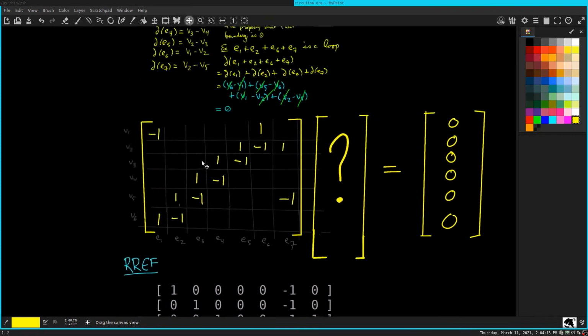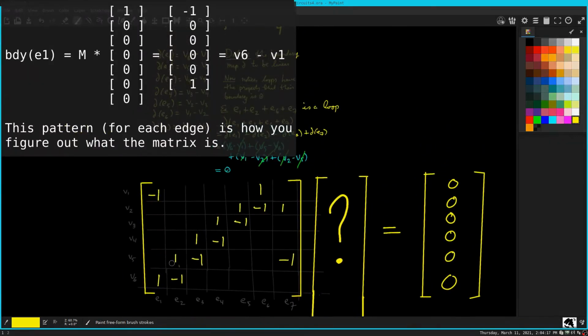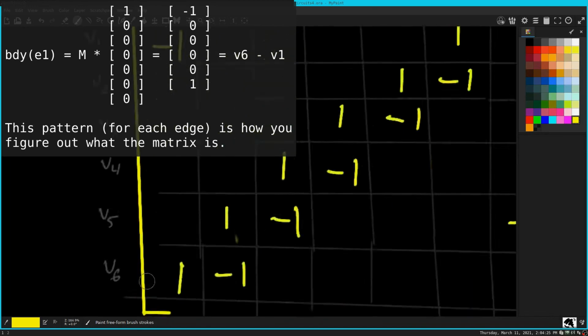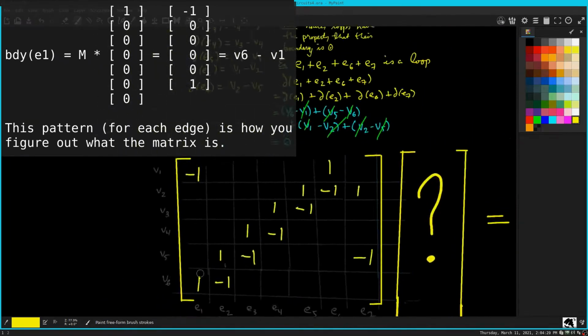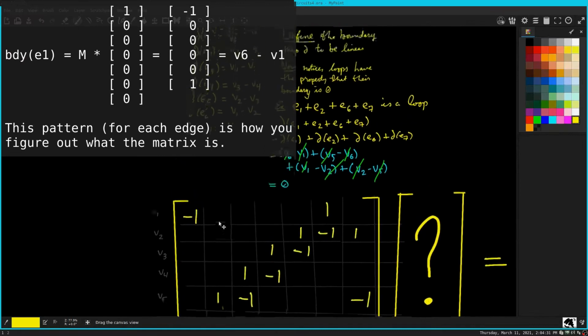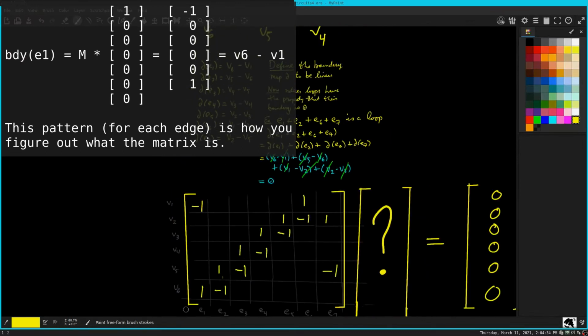So let me just quickly go over what this matrix is. So E1, this column will contain the boundary of E1, and I don't know if you can see these little gray things down at the bottom. I wrote those mostly for myself. So the boundary of E1 is V6 minus V1. So in V6 you put a 1, in V1 you put a minus 1.